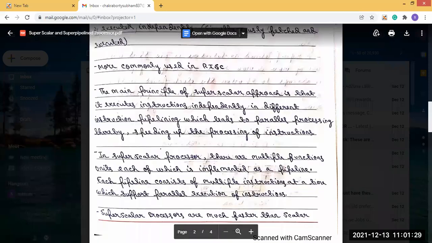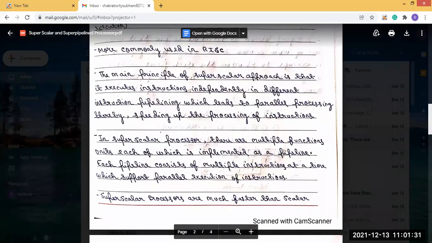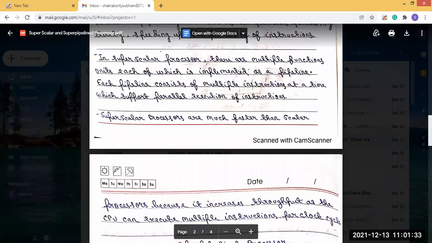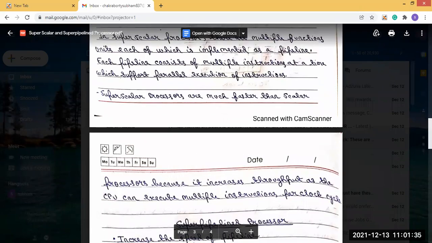And superscalar processors are much faster than scalar ones. As we have discussed, it increases the throughput because the CPU can execute multiple instructions per clock cycle. So this is all about our superscalar processor.